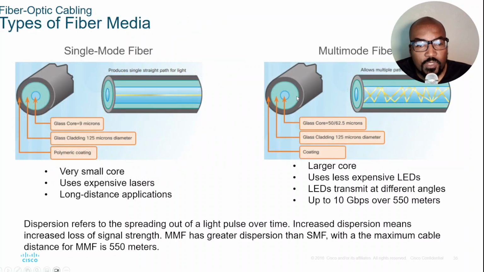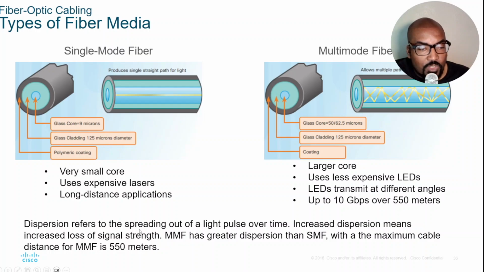So these are some different types of fiber. Again, I can't stress enough: if you are going to get your Network Plus or do the CCNA, you need to know the two different types of fiber that are out there, because they do things differently. They're very similar, but they still do things differently. Some of them are stronger than others. Single mode fiber has a very small core, uses expensive lasers, and is for long distance applications. And then multi-mode fiber has a larger core and uses less expensive LEDs. LEDs transmit at different angles, up to 10 gigabits over 550 meters. Pretty good.